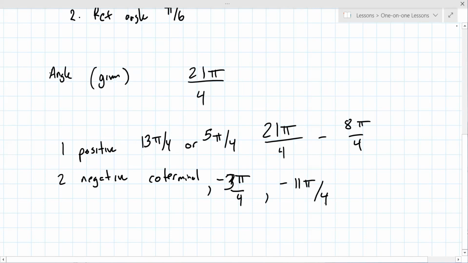So 21 pi over 4 minus 2 pi each time gives you 13 pi over 4, 5 pi over 4, and then minus 3 pi over 4, and minus 11 pi over 4. Okay, that's not what I got. I got minus 2 pi over 4 and minus 10 pi over 4. I don't know where I'm going wrong there. Just a subtraction error. Oh, 24. That's my bad. 8 times 3 is 24, not 23. Okay, yep, I see where I went wrong there. All right. That was impressive.